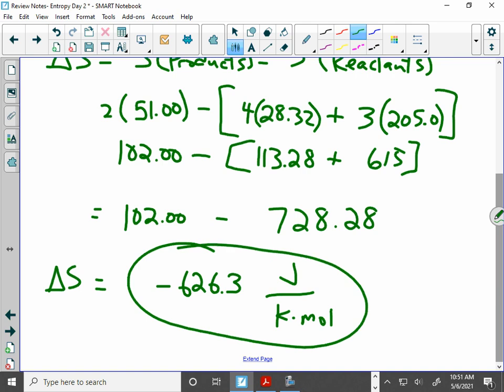I predicted that my entropy would go down, and it did, correct? Any questions with this one? Now this last one, I'm going to have you work and then bring it up to me to show me if you got it correct.